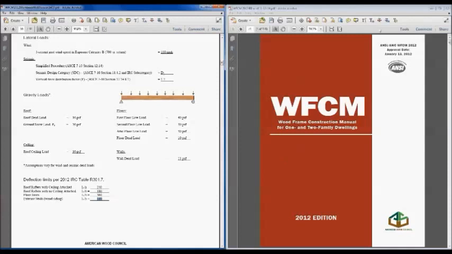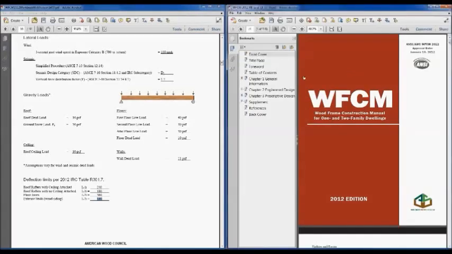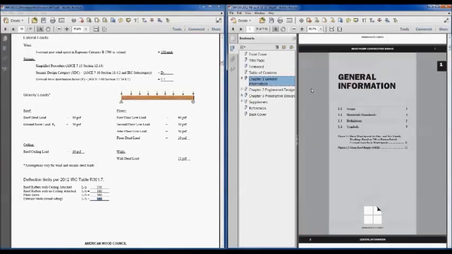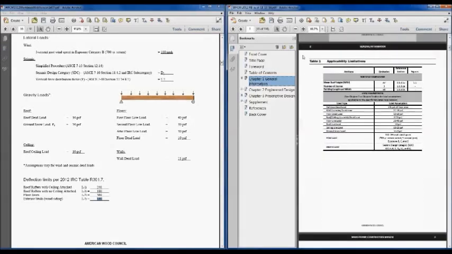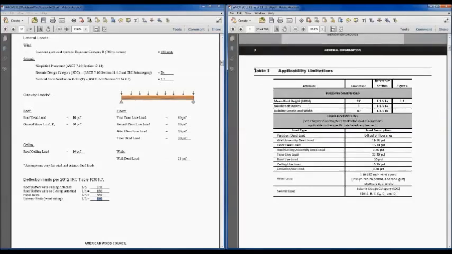So what I'm going to do now is I'm going to jump into the wood frame construction manual. And so if you've got a hard copy, I'm going to be using the bookmarks here to sort of navigate around. And so one of the first questions that we'll need to answer is, can I even use the wood frame construction manual for this particular example problem? So I'm going to direct you right away to Table 1, which is on page 2 of the wood frame construction manual, and see what the scope is.